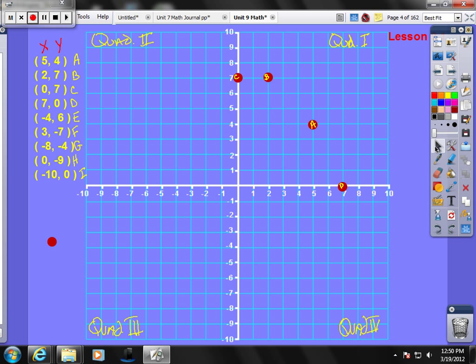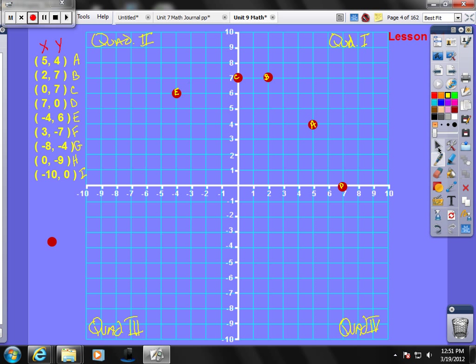Point E, this is the first one I have. Point E is negative 4, 6. So again, I always start at 0. Negative 4 means I go left this time, because it's always left or right first, then up or down. 1, 2, 3, 4. And then we are going up to point 6. So this point, point E, is actually going to be in quadrant 2. E is located in quadrant 2.